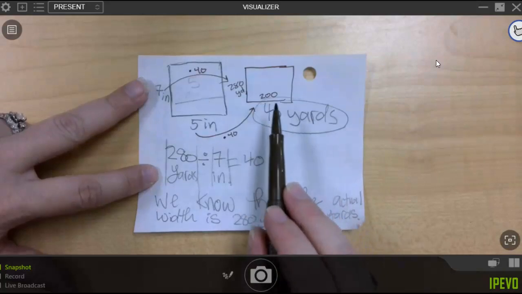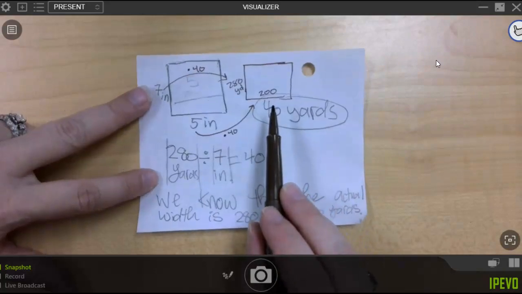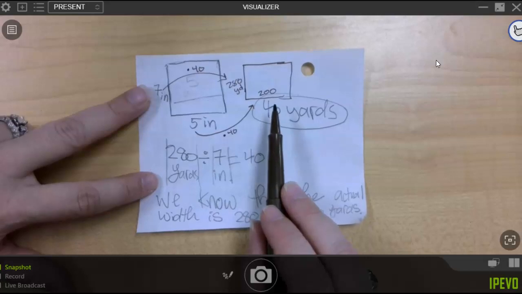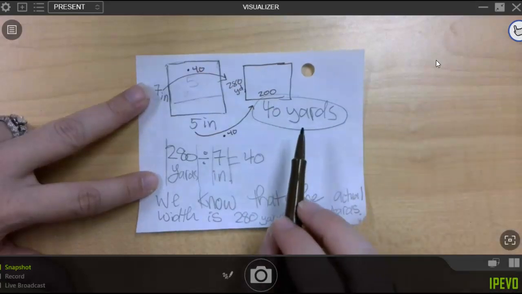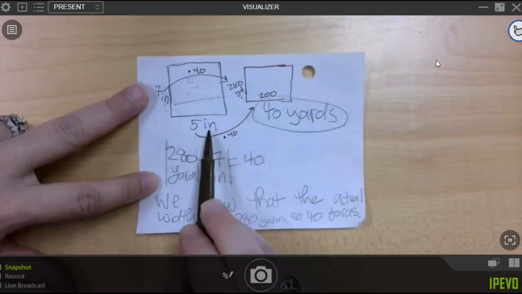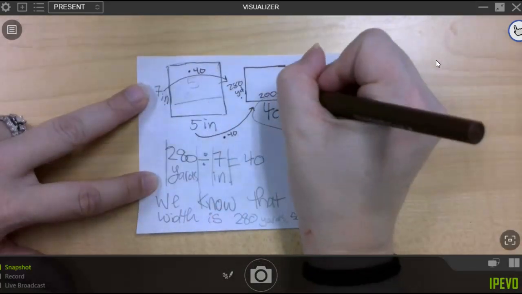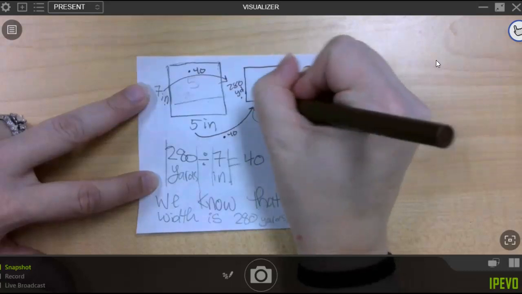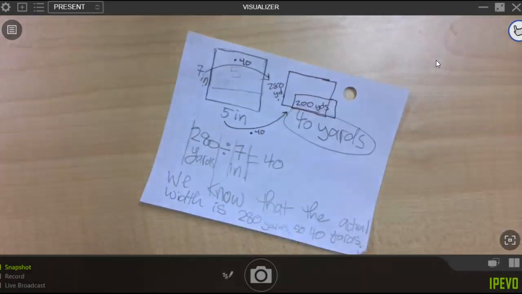What do we do with that 200 at that point? That 200 is just the answer? Thank you. We have to make sure that we pay attention to the units of measure. We're going from inches to yards, so our drawing is going from inches to yards. The width is going to be 200 yards.